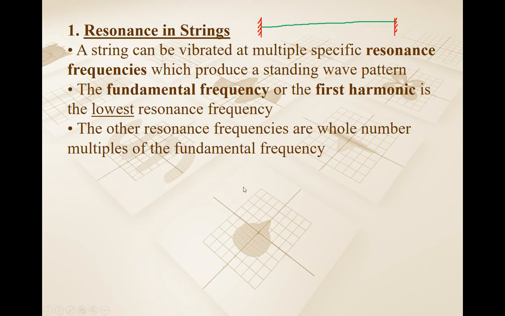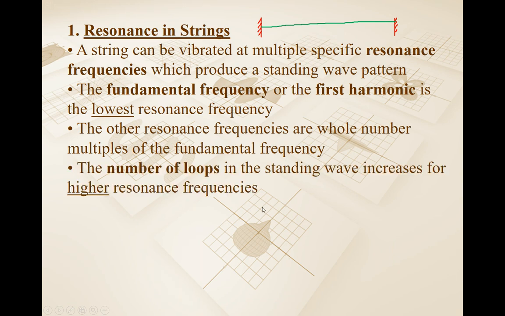Okay, so what else do we note? Yeah, the other resonance frequencies are whole number multiples of the fundamental one. And as you go to higher resonance frequencies, you still produce a standing wave. The standing wave just looks different. So what's changing is the number of loops in the standing wave. Okay, so that's increasing for higher resonance frequencies.